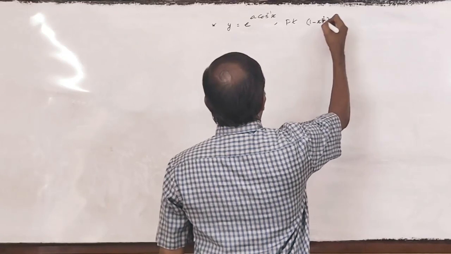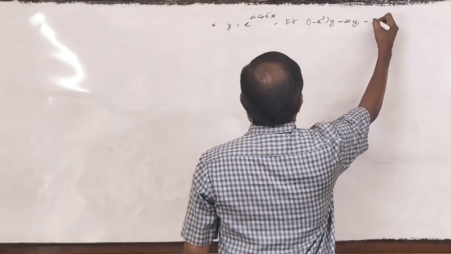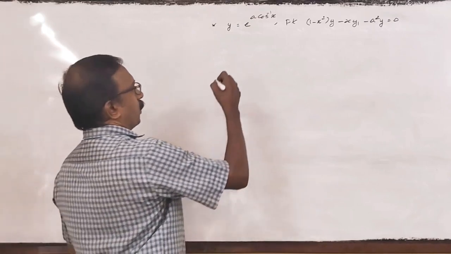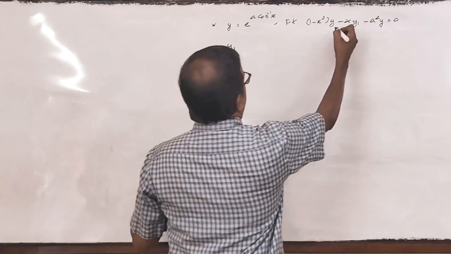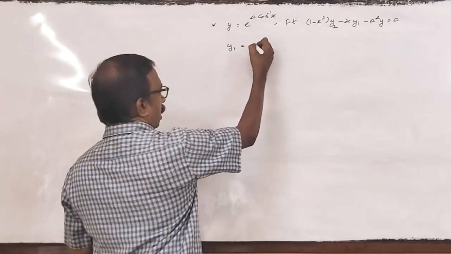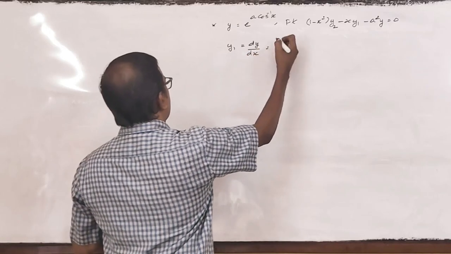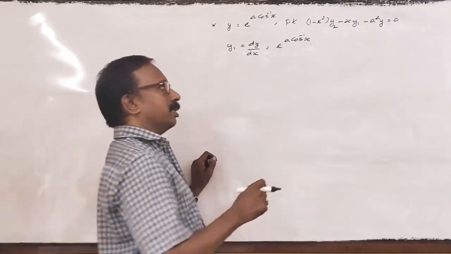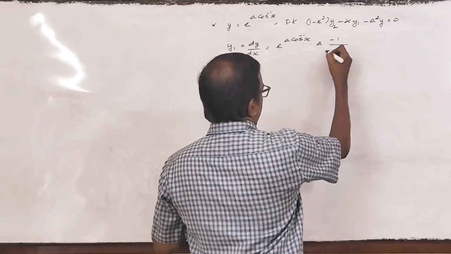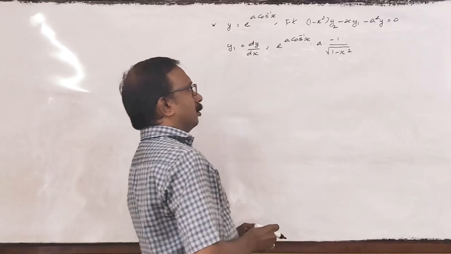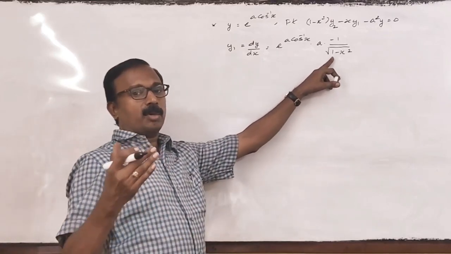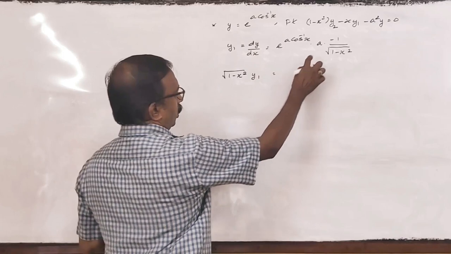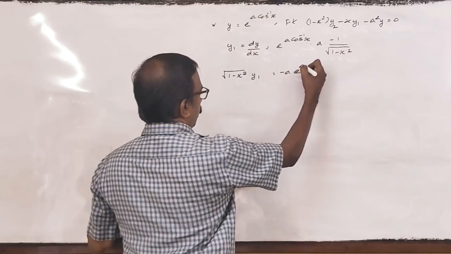For that, prove (1 minus x square) into y2 minus x y1 minus a square y is equal to 0. In this question, y1 is the same as dy by dx, and y2 is the second derivative. y1 is e raised to a cos inverse x into a, and cos inverse x is an inside function, so a into minus 1 by root 1 minus x square. Here we have root 1 minus x square in the denominator, so cross multiply: root 1 minus x square into y1 is equal to minus a e raised to a cos inverse x.